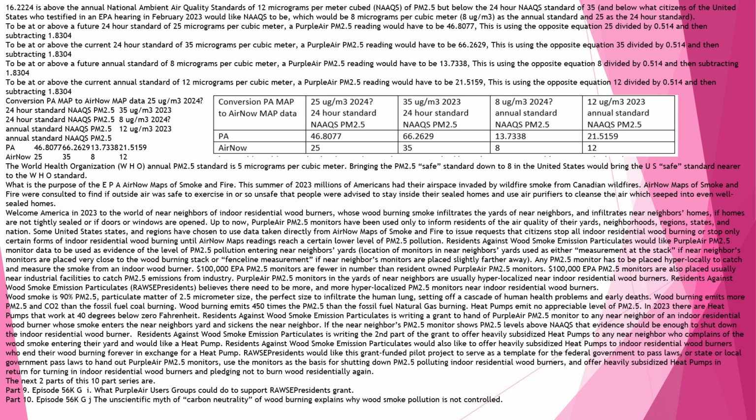To be at or above the current annual standard of 12 micrograms per cubic meter, a PurpleAir PM2.5 reading would have to be 21.5159. This is using the opposite equation, 12 divided by 0.514 and then subtracting 1.8304.